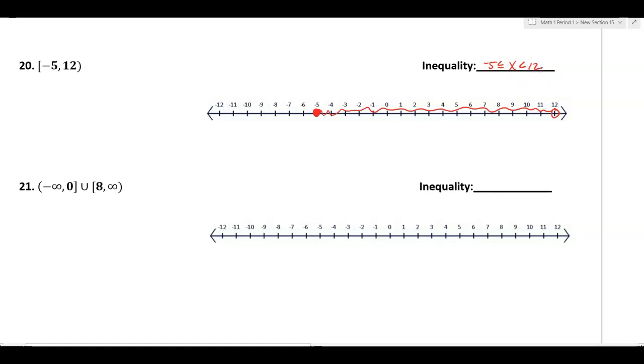And the last one here starts at negative infinity, goes all the way to 0, has a closed dot on 0. It's unioned with starting back up at 8 with a closed dot. I know it's a closed dot on these because if this is a bracket, it's a closed dot. Closed dot on 8 and goes to infinity. So the inequality here would be x is less than or equal to 0 or x is greater than or equal to 8. And we are done.